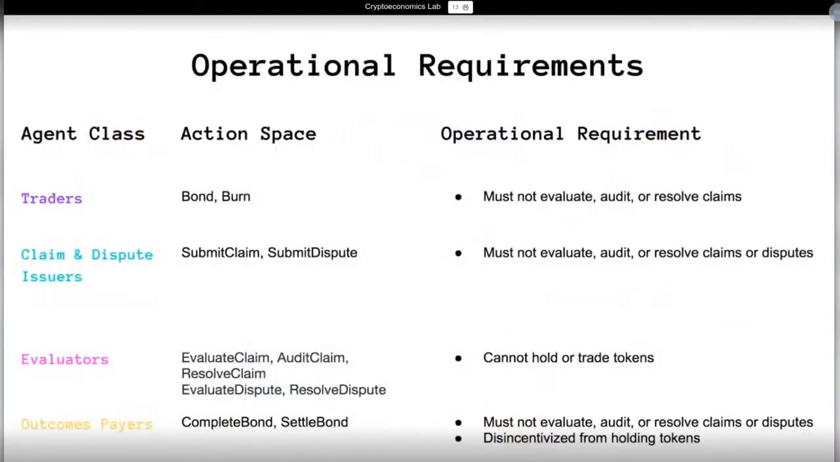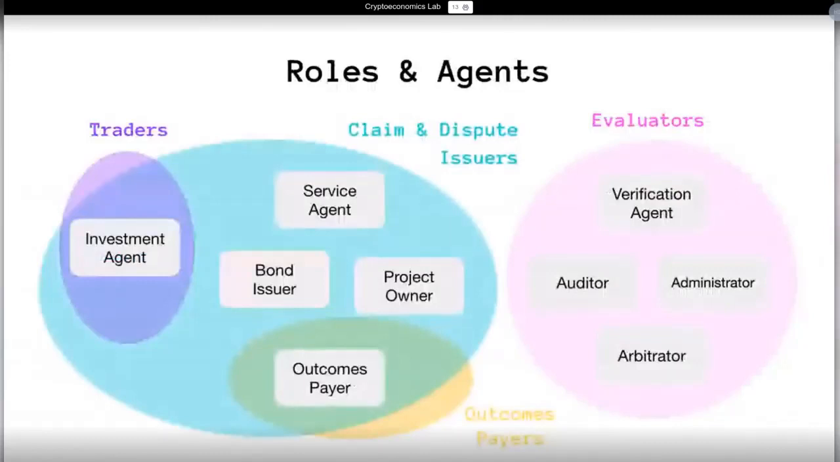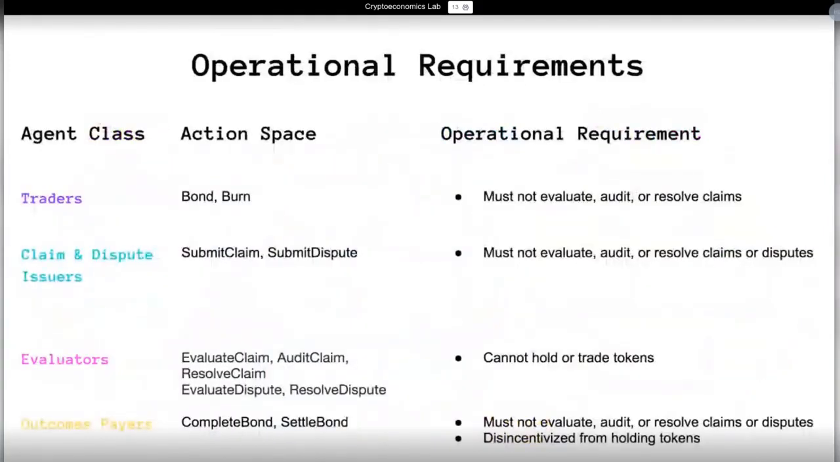And then we have operational requirements. These operational requirements are based a lot on the roles and the agents that we define. So let's take a look at it. Operational requirements are basically a way to constrain your action space so that it's a smaller set of things that an agent can do compared to all of the possible actions that it can take. We establish these operational requirements so that we establish a notion for all of the permissible actions that a particular agent can take.